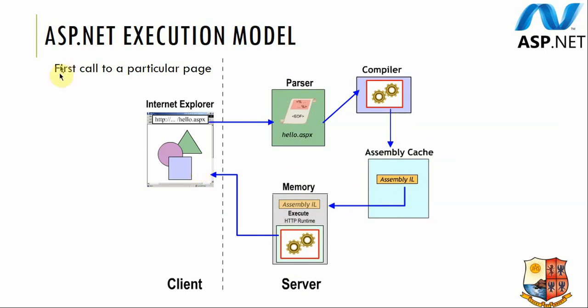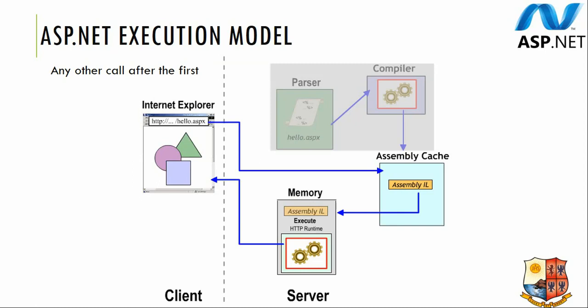Now, this is the first call to a particular page. I wanted you to just notice this. What happens the second time you call that same page? Okay, maybe the data is different, but your code is not getting compiled again. So I can ignore that entire phase of parsing and compiling. This is the second diagram, guys. Any other call after the first call, what would I do? I would not go to parsing and compiling again and again. Rather, I'll just directly go to the assembly cache. Whatever is there, I'll execute it because it's already there in memory. I'll immediately give you the output. I hope you follow what is happening here. I'll repeat again.